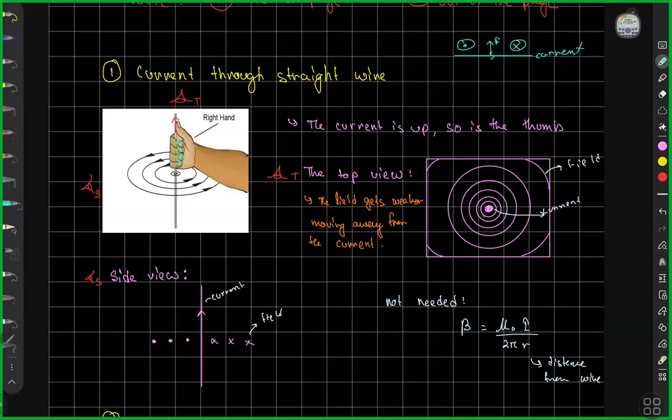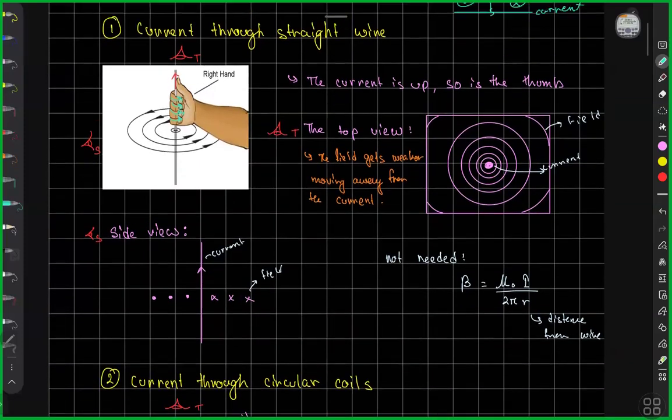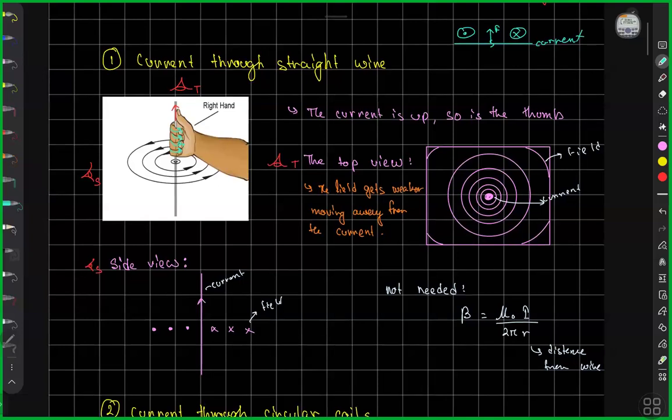Is the current coming out of the page or into the page? Take a guess. Yeah, out of the page. So in this case, we have the current out of the page, towards the top view. As I'm looking at it, out of the page. Good. And these lines, these are the field lines.